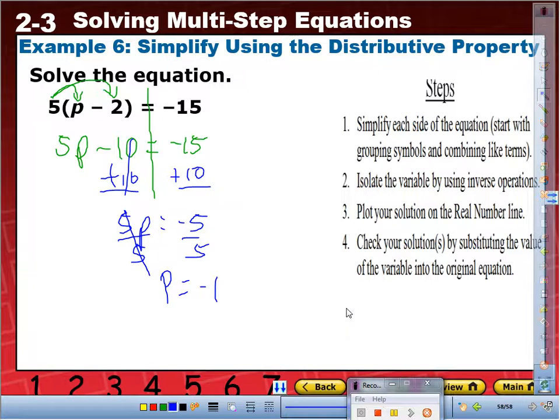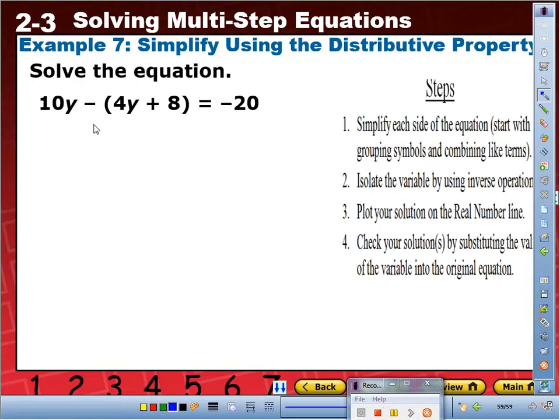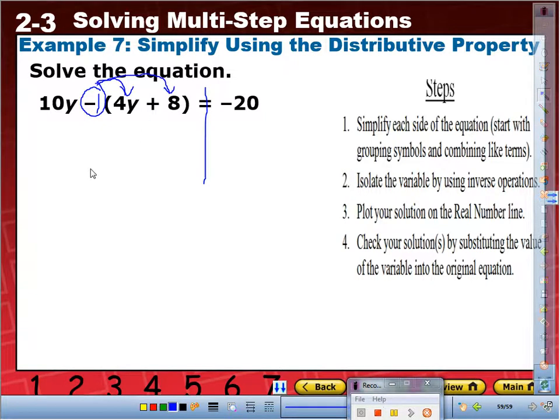Don't copy this next one, but I'm going to show you just one more step. Here we go. Everybody look up. Look at this one. Don't copy this, just check it out. 10y minus parentheses 4y plus 8 equals negative 20. If I was to simplify this, I need to get rid of this grouping symbol, right? When we have a negative like this, I just want you to identify that there's a 1 there, and we can distribute that negative 1 into each term inside of the parentheses. You guys see that? So this becomes negative 4y minus 8.